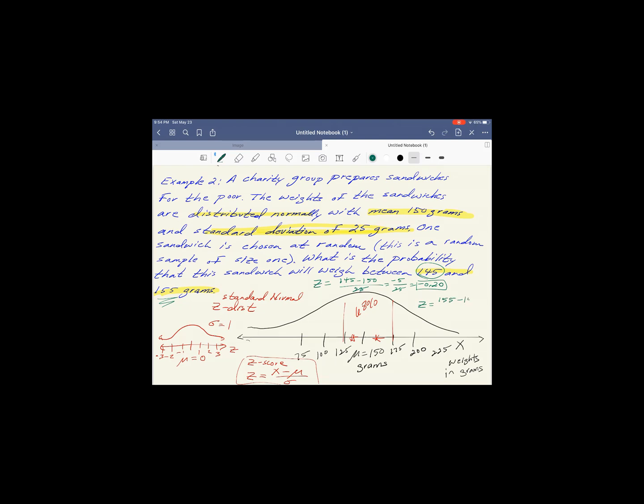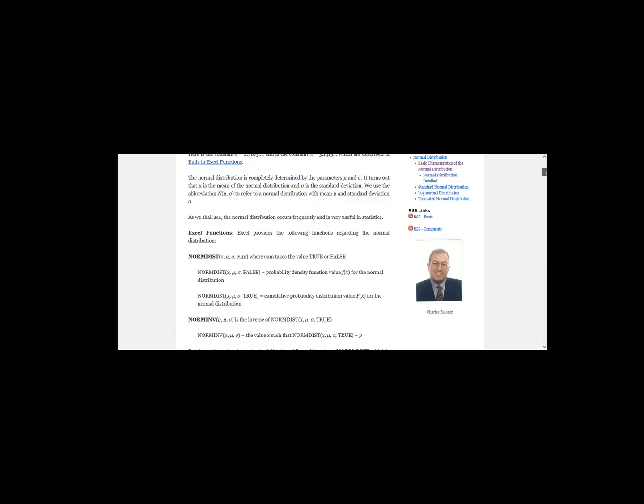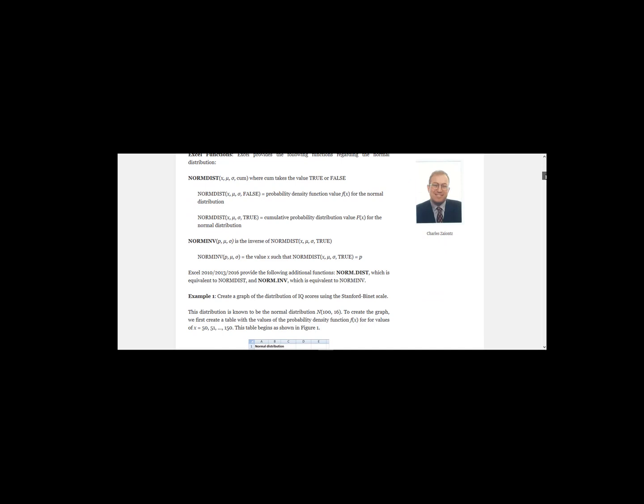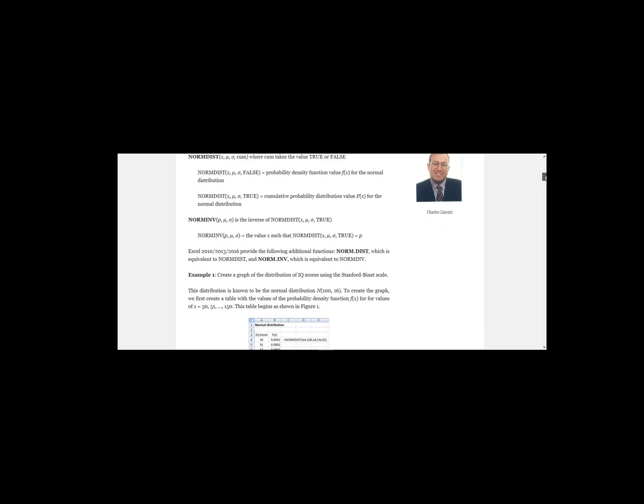Let's now standardize the 155. 155, subtract 150, the mean, divided by 25. So now let's go and look back at the text and remember that you do have some Excel commands that can help you with finding probabilities.